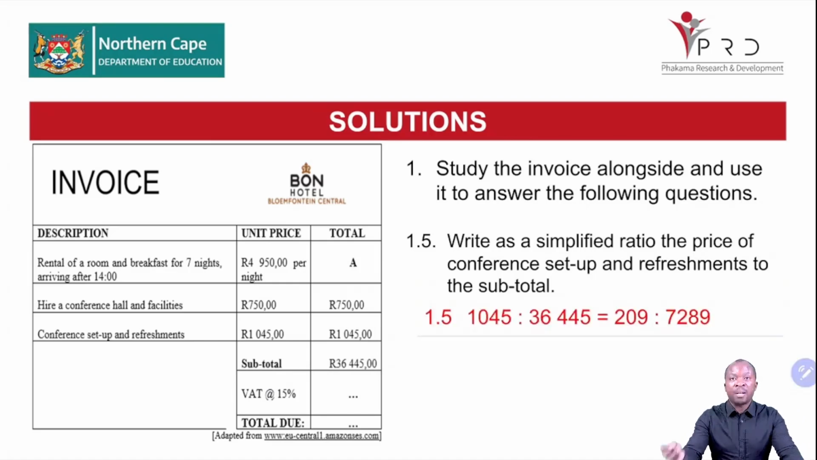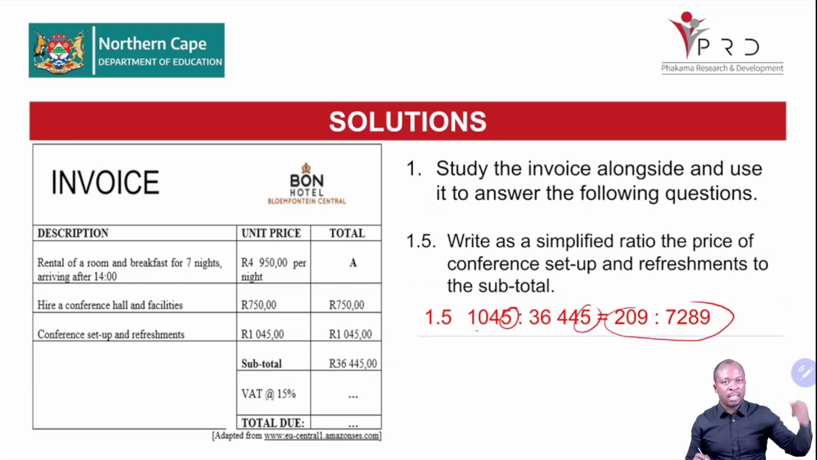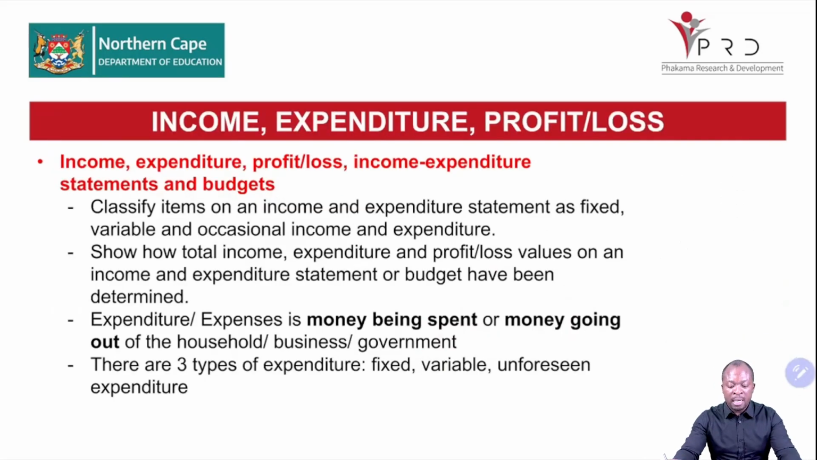Then, as a simplified ratio, you see here, as I was saying. How do we get these values? We divide both sides by 5. That's how you get this. On your left side, 209. On your other side, 7,289. Those are some few questions on financial documents.